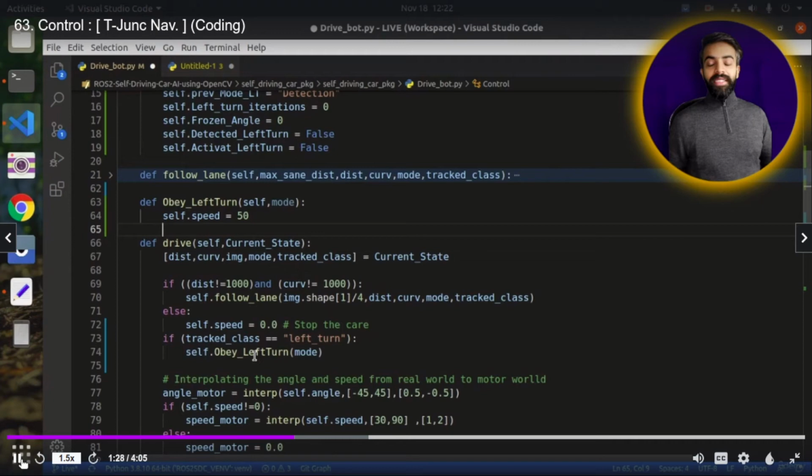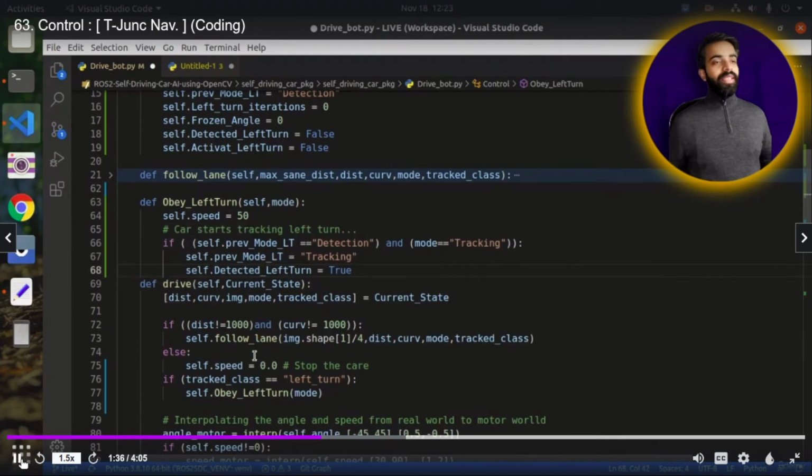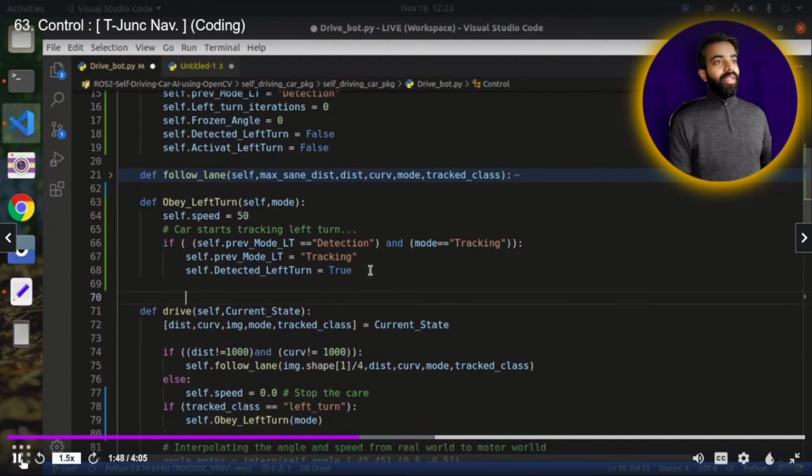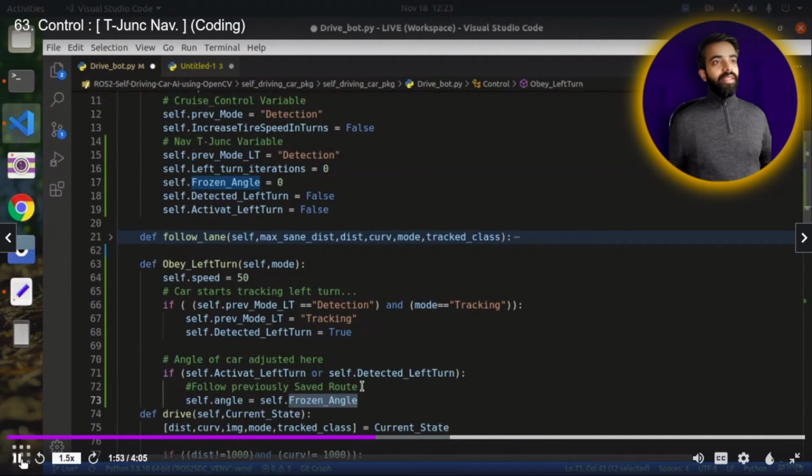Then we simply check for the change in mode from detection to tracking, because this indicates that we have confirmed left turn detection. So we now set the boolean of detected left turn to true. This means that we can now make the car move straight by setting the current angle to the frozen angle, which was initialized to 0.